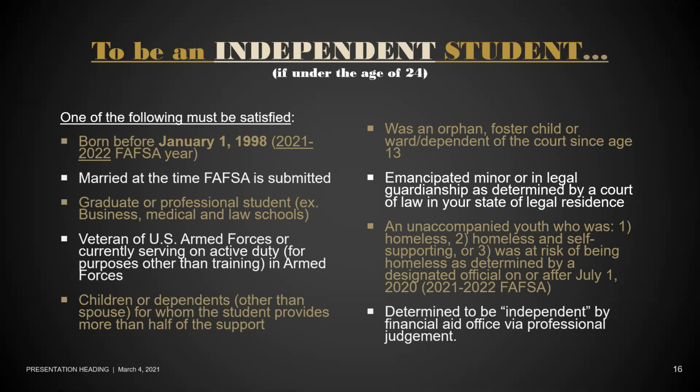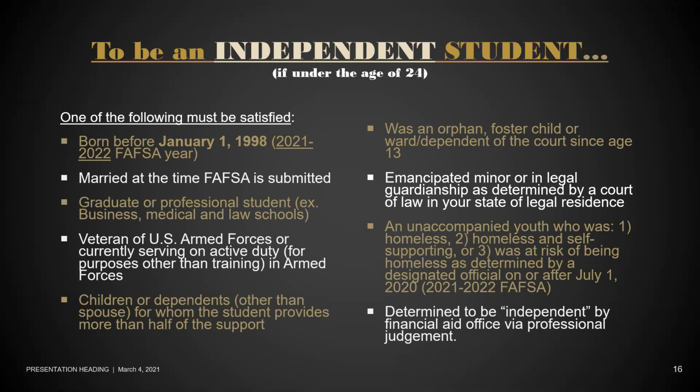And then there may be some other circumstances, such as where both parents are deceased, the student doesn't know where the parents are, or a parent is incarcerated. Those are circumstances where a student could apply for independency status as well.